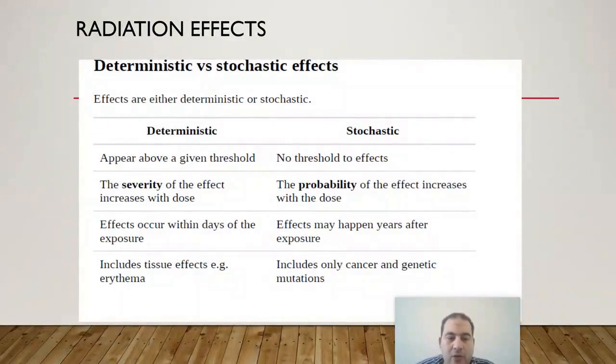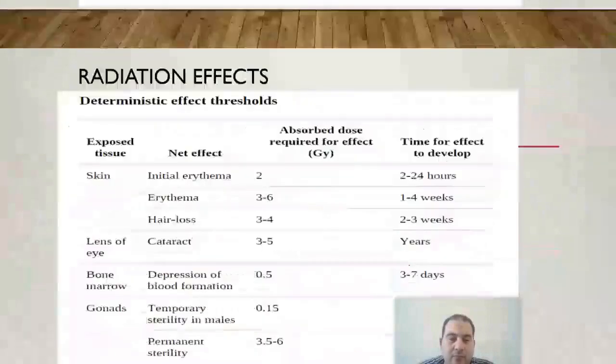Deterministic effects occur after 3 months, and the effects can increase with the dose received, which may manifest after days, weeks, or months, depending on the dose taken. Stochastic effects do not have a 3-month delay, and the probability of their occurrence increases with higher doses. These effects may appear years after exposure and include cancer and genetic mutations.